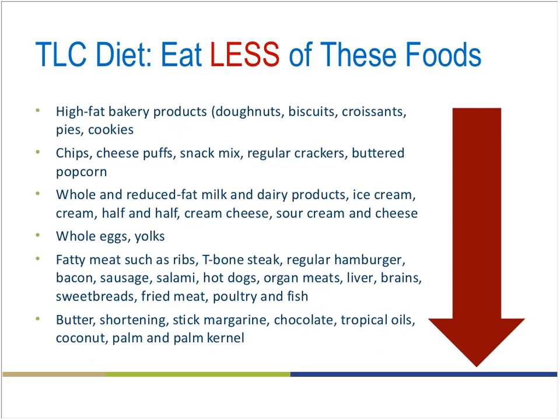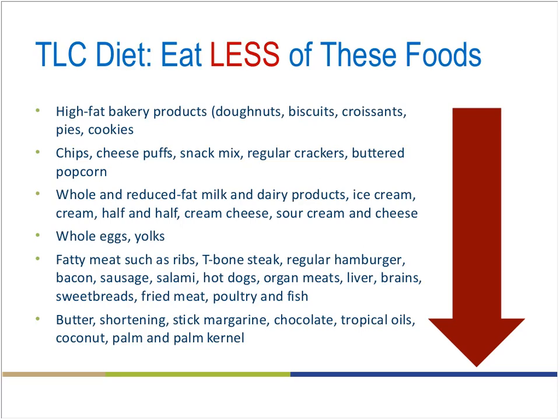So here's our less: donuts, biscuits, chips, buttered popcorn, whole or reduced fat milks, less ice cream, half and half, cream cheese, sour cream, whole eggs, like I said, egg whites are fine. Less of the fatty meats like ribs and T-bones, organ meats, or fried meat, which is a really popular thing down in the South. So trying to reduce that, the fried chicken, and maybe doing baked chicken. And then butter, of course, stick margarine.